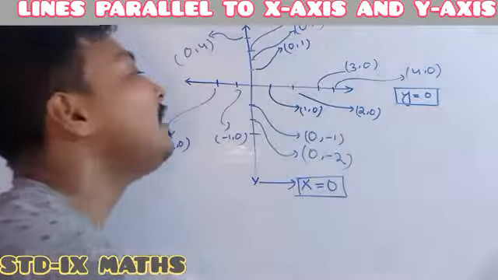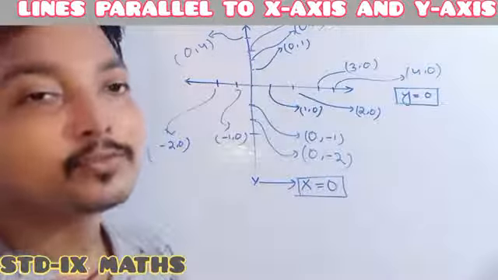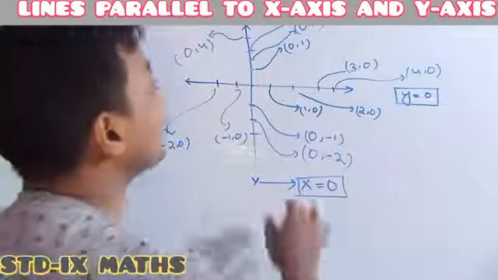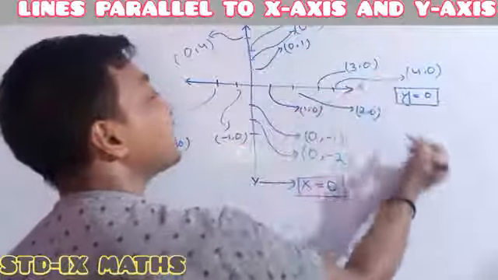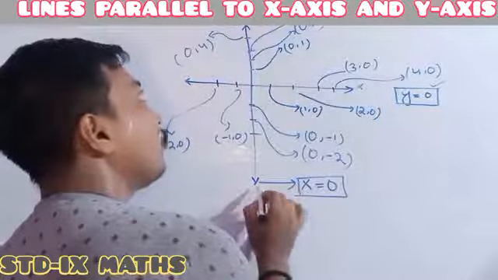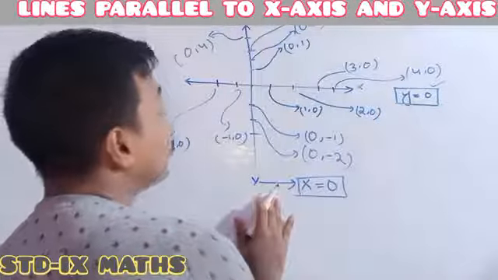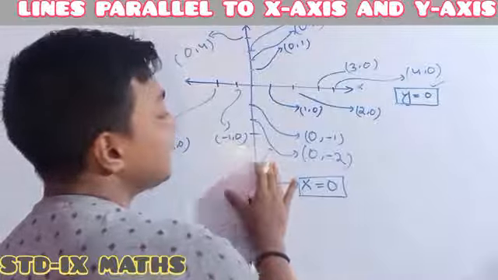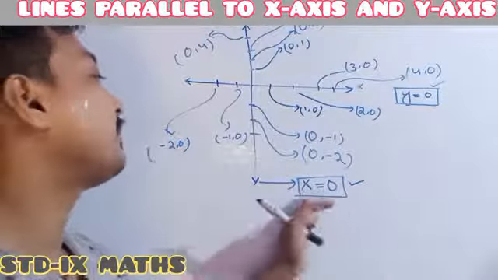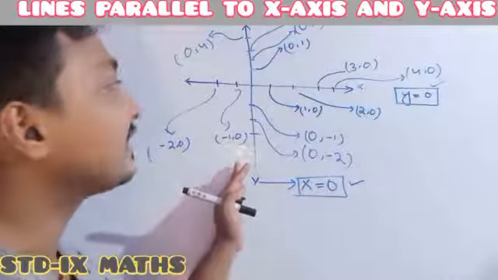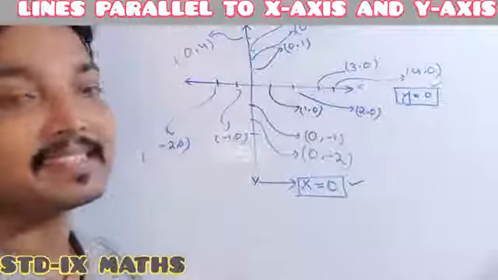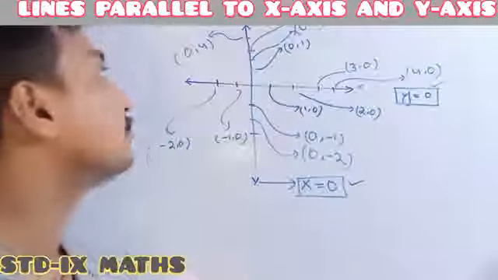Now I will show you one thing. The linear equation whose graphical representation is the x-axis is y is equal to 0, and the linear equation which represents the y-axis is x is equal to 0. So x is equal to 0 is graphically the y-axis, and y is equal to 0 is graphically the x-axis. Okay, just see how we can show this.